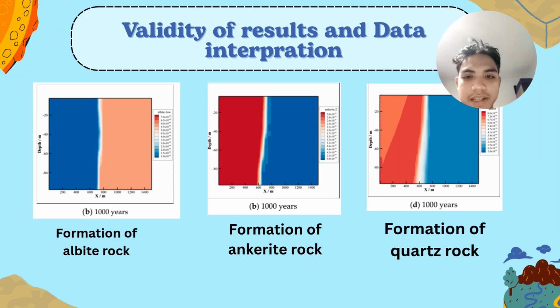As you can see in the slide, this is the mathematical model of the prediction of rock formation after 1,000 years. So we can see that the red color means that there is rock occurred, while the blue one means there is no rock occurred.